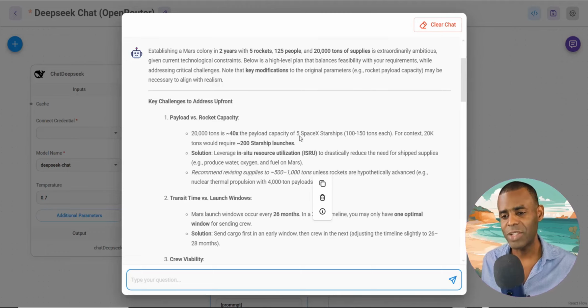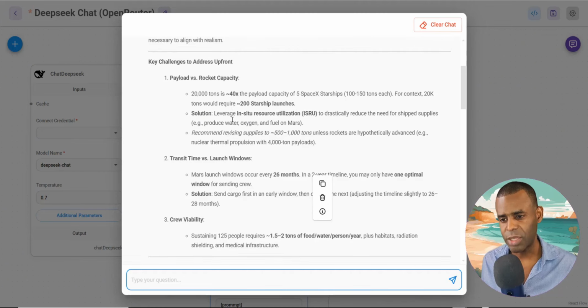Then it starts to talk about key challenges to think about, including the payload versus the rocket capacity.